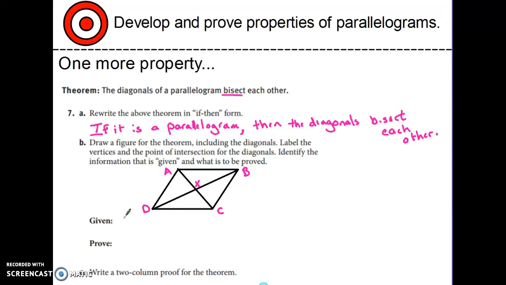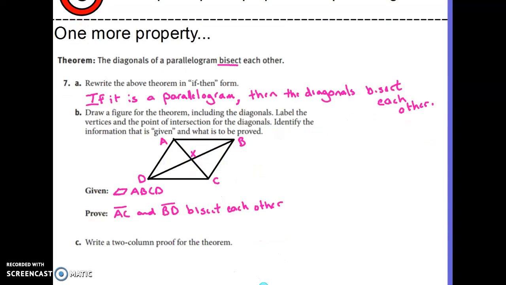All right, the givens are going to be what the if part is here. Basically, what are we starting out knowing? And we're just going to start out knowing it's a parallelogram. Remember that little parallelogram symbol we learned yesterday? Let's use that instead of writing the whole thing. So parallelogram ABCD. We're going to try and prove that the diagonals, so in this case AC and BD, bisect each other. All right, you ready for this? Here we go, time to prove.